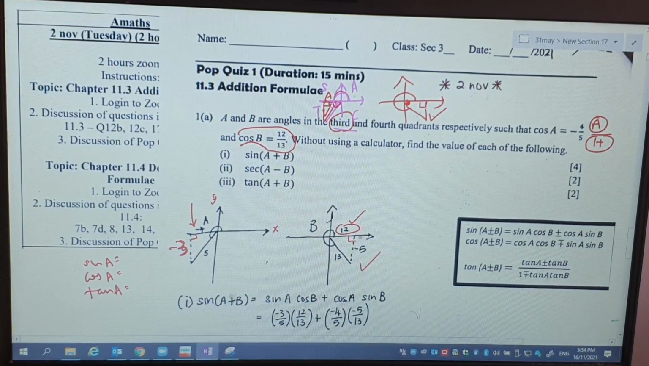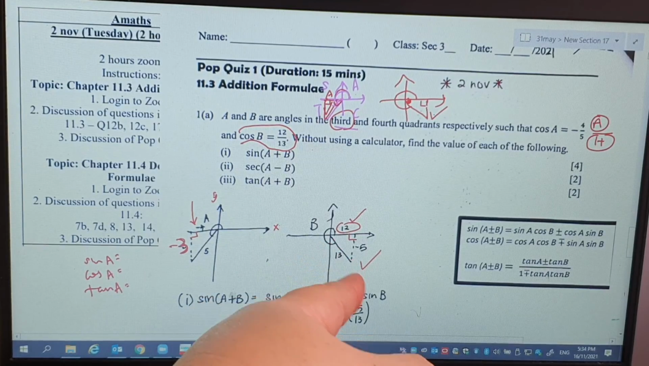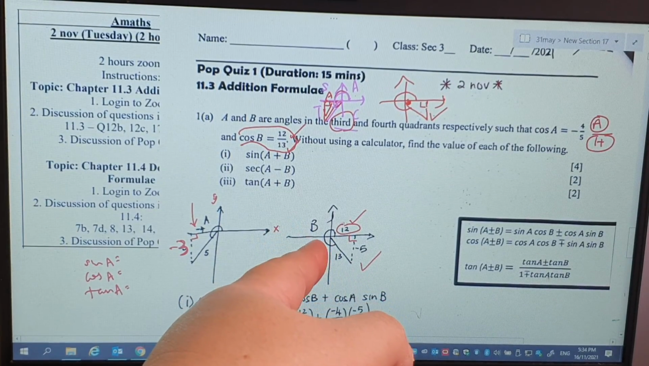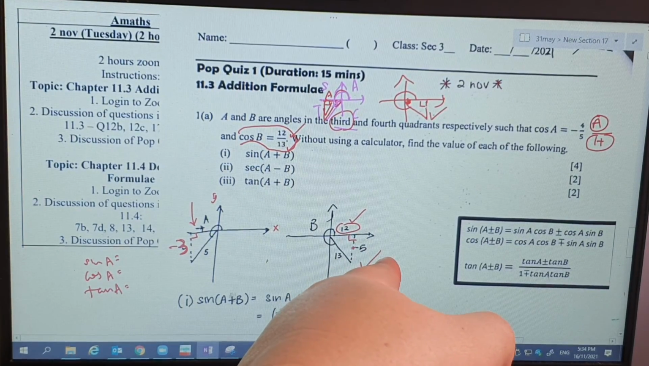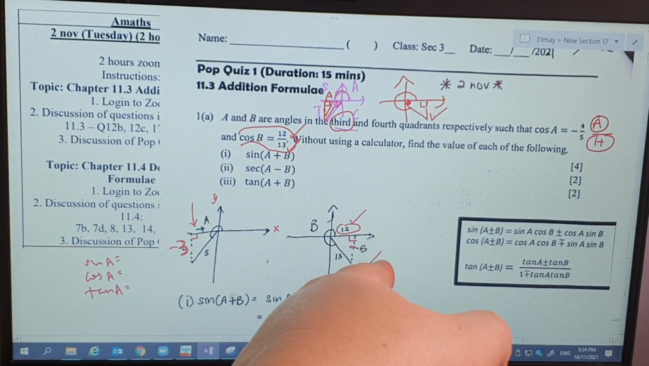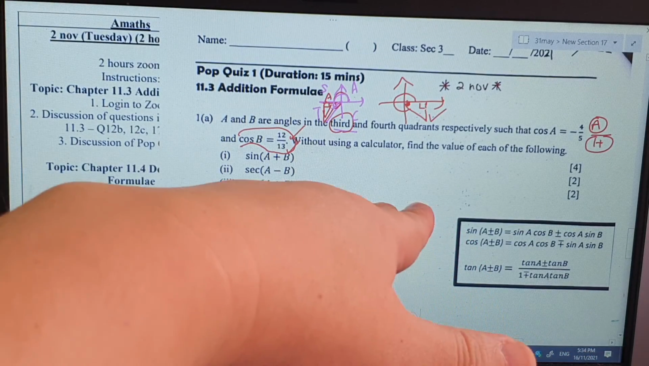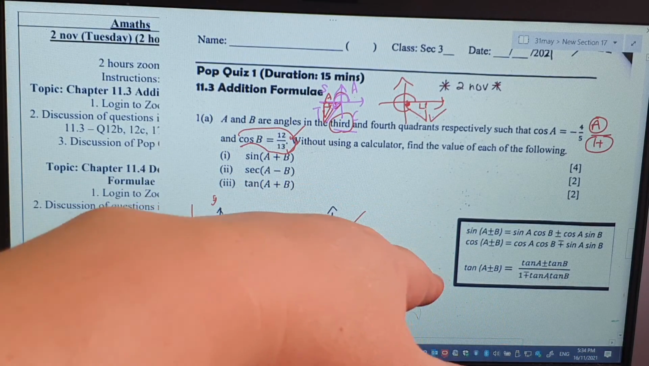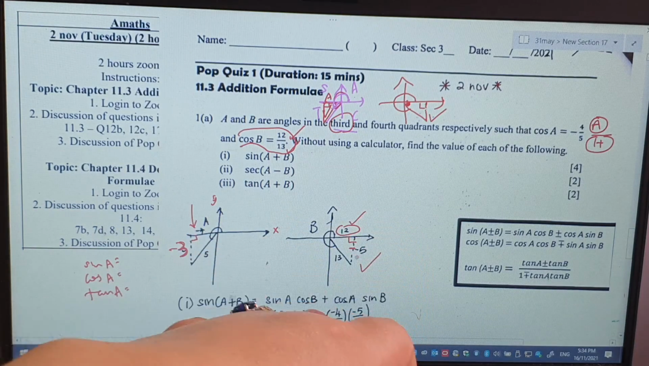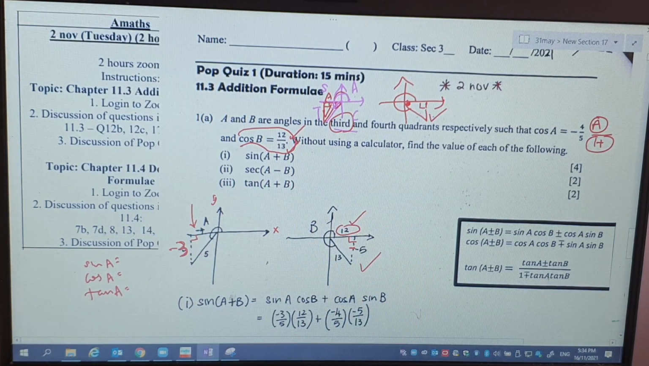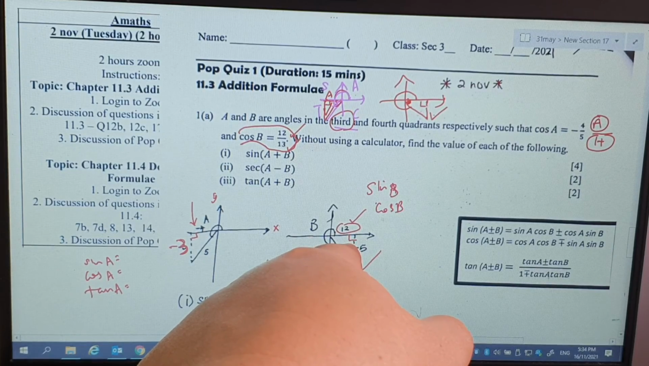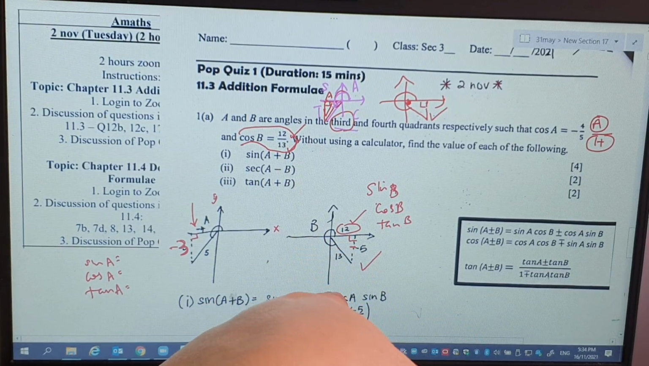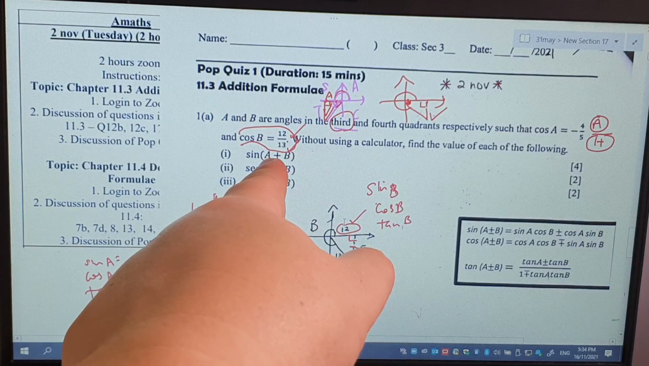The hypotenuse is 13 here, so you label this. And when you use Pythagoras theorem, you will get 5. But you cannot just put 5, you have to put minus here. Why? Because we are below the x-axis here. Once you know this, similarly, you can find sine B, cosine B, tangent B. That's all.